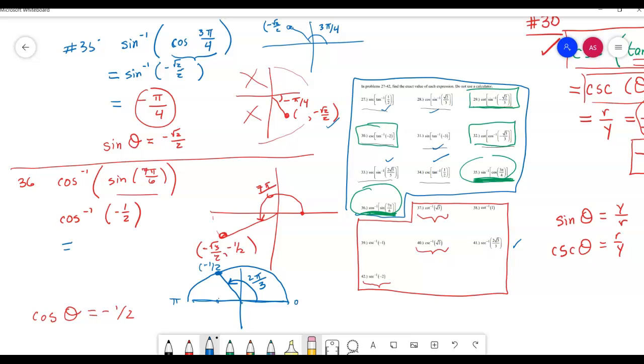So the final answer is, that angle is 2 pi over 3. So cosine inverse of negative 1/2 is 2 pi over 3. Not negative. So cosine inverse will never have a negative angle. Cosine inverse will always come out between 0 and pi. Okay? Very different than sine inverse and tangent inverse. All right. So we're through the first set of problems.